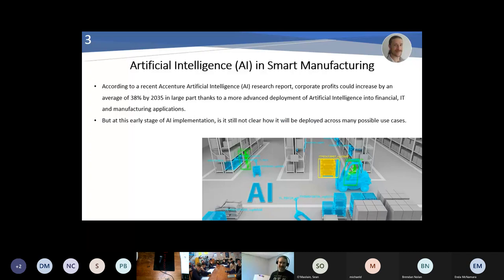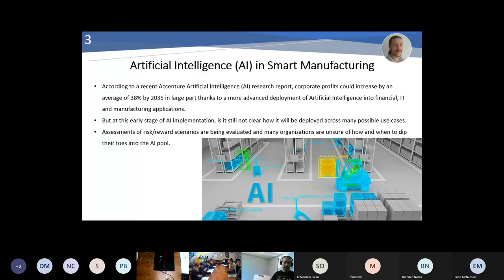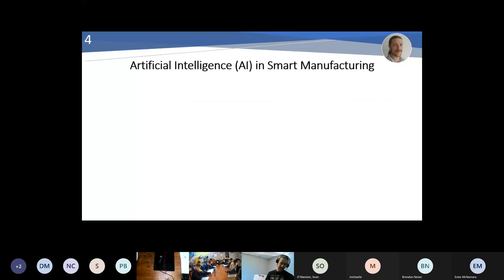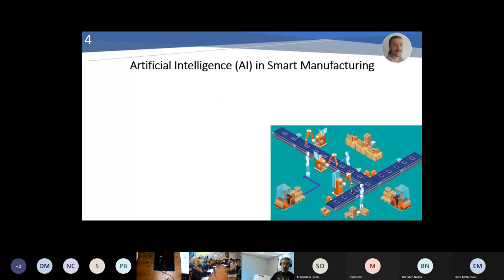But at the early stage of AI implementation, it's not clear how it will be deployed across many possible use cases. And the problem you have is that at this stage, the risk-reward scenarios are being evaluated. And for smaller companies, it might be just too much of a risk or too much of a leap to take to go forward. Whereas you have the big giants like Microsoft, Google, Apple, Amazon, these guys that would be investing hugely in software AI and stuff like that. And they can afford to have a problem go wrong and still come back and carry on with their business later on. Whereas the smaller guys would need everything to work for them. So likelihood is the bigger players will get introduced into the technology first, and then that will be followed up by the smaller players later on down the road.